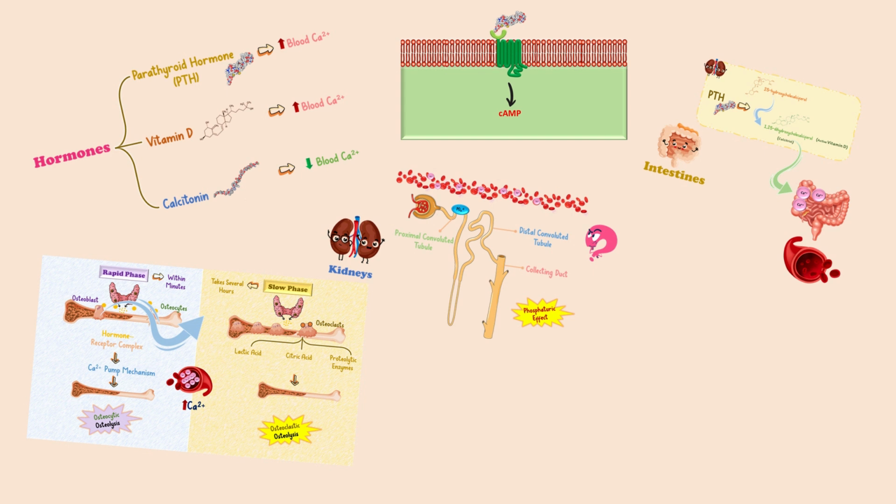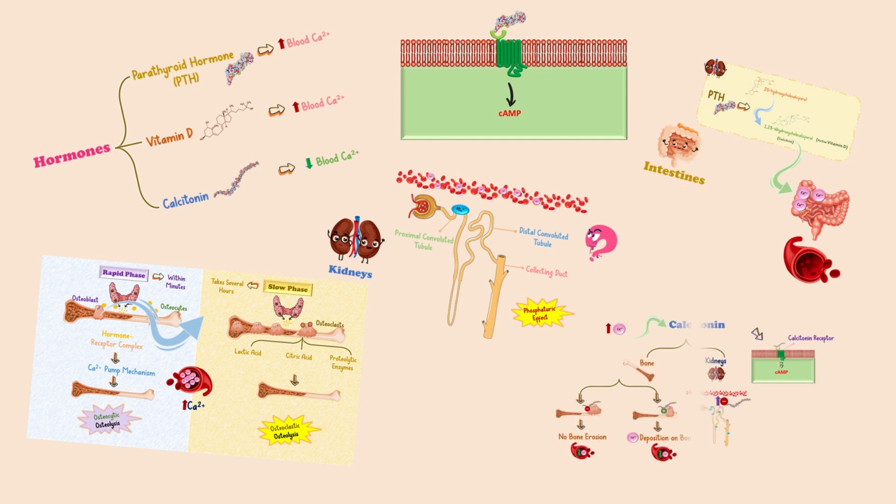1,25-dihydroxycholecalciferol, that is, the activated form of vitamin D. 1,25-dihydroxycholecalciferol increases calcium absorption from the intestine, and increases calcium reabsorption in the kidneys, and increases bone resorption. Calcitonin is synthesized and secreted by the parafollicular cells of the thyroid, inhibits bone resorption, and increases the amount of calcium in the urine, thus decreasing plasma calcium levels.